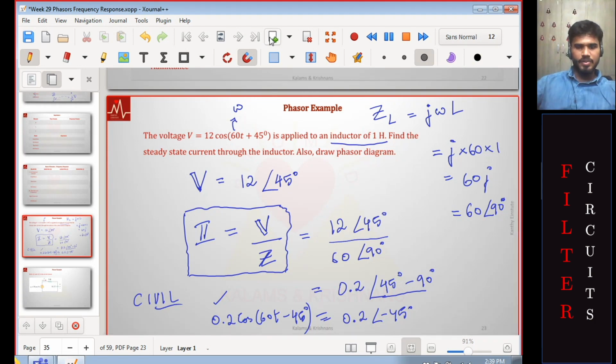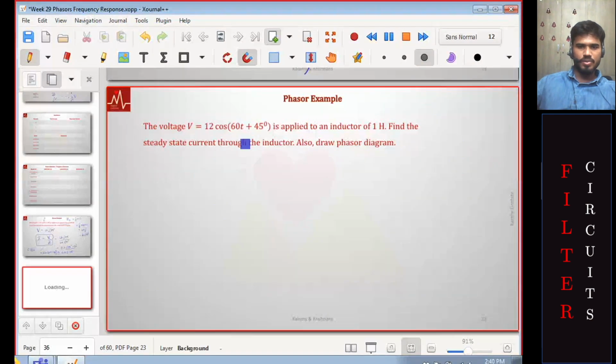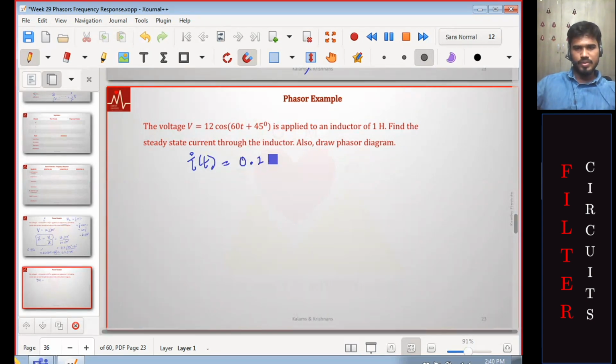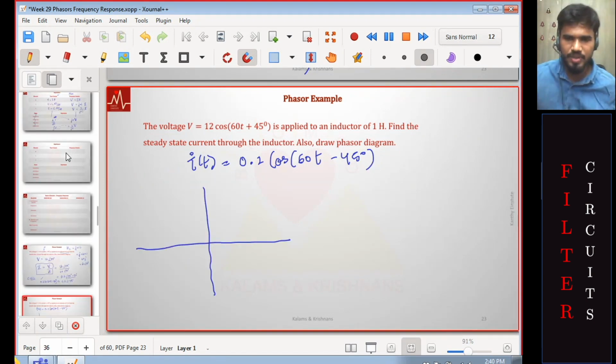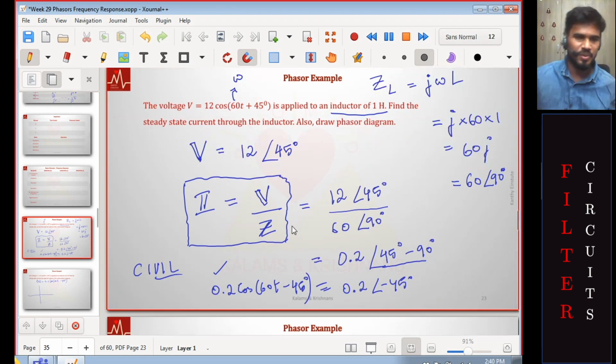Again, if you want some clarity on that, let's remember these numbers. This is our V of t, our I of t is 0.2 cos of 60t minus 45 degrees, right? As a phasor, okay, let me take one step back. I know inductor is 90 degrees different from this. So let me find the magnitude of ZL. Yeah, you could do that.